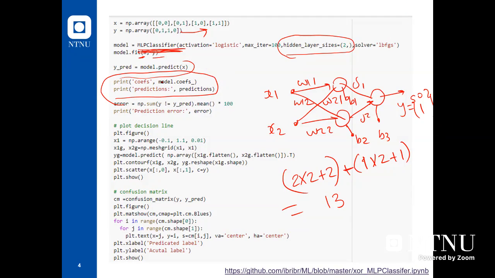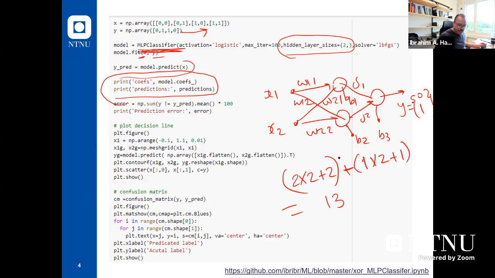Question. Yeah. Did you do that wrong a bit? I'm getting 9, not 13 total parameters. 2 times 2, it's 4. Yes, 6. Yeah, you're correct. Correct. Yes. So you are correct. It's 9. Yes.